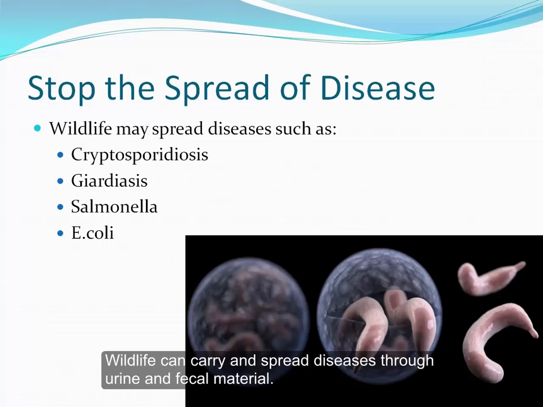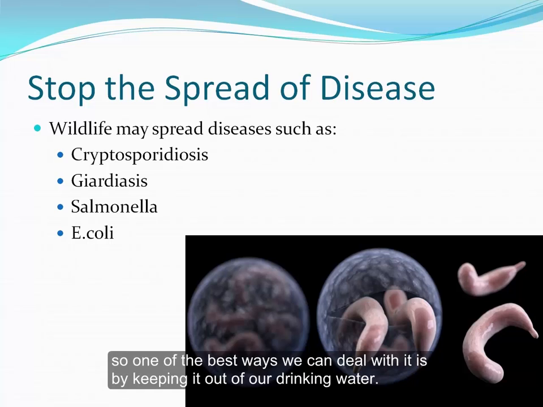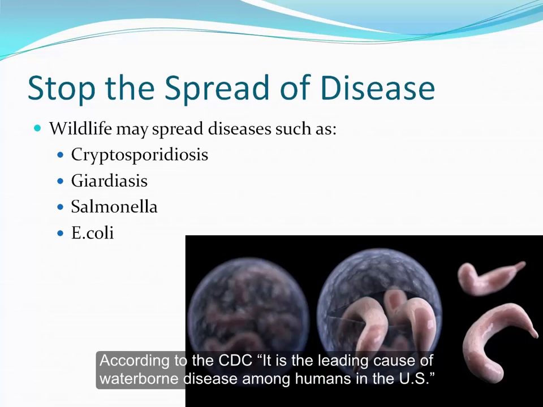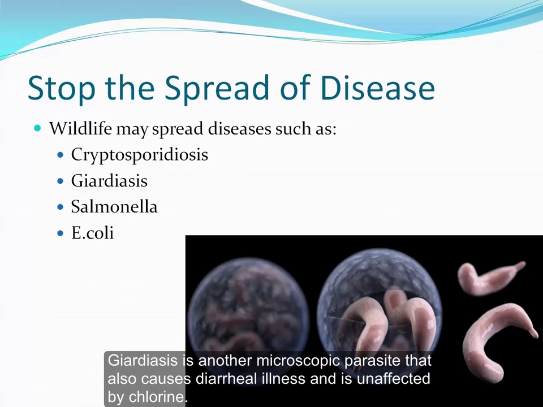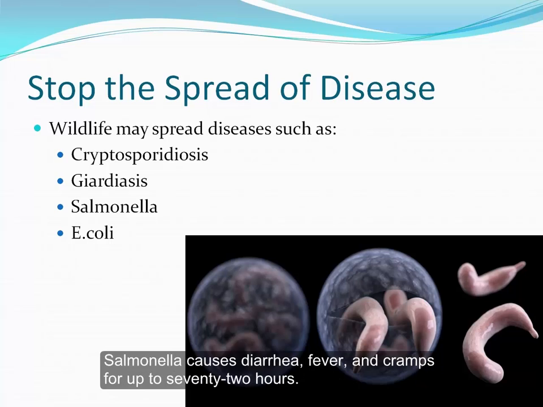Wildlife can carry and spread diseases through urine and fecal material. Cryptosporidiosis is a microscopic parasite that can cause diarrhea. Chlorine disinfection is not effective against it, so one of the best ways we can deal with it is by keeping it out of our drinking water. According to the CDC, it is the leading cause of waterborne disease among humans in the U.S. Giardiasis is another microscopic parasite that also causes diarrheal illness and is unaffected by chlorine. It can be found in soil, food, and water if they are contaminated by feces from infected wildlife.